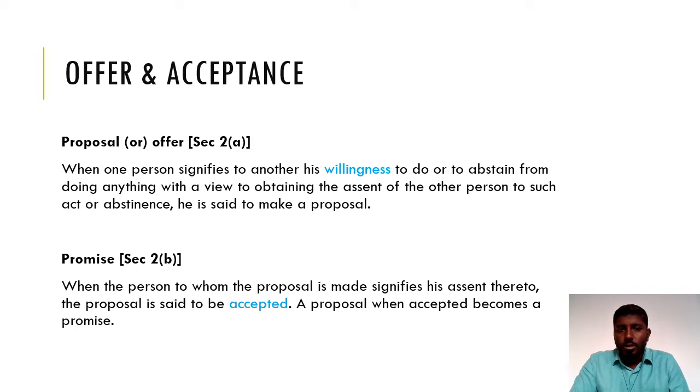The definition of offer according to section 2 subsection A of the Indian Contract Act 1872 is when one person signifies to another his willingness to do or to abstain from doing anything with a view to obtain the assent of the other person to such act or abstinence, he is said to make a proposal. So when one person signifies his willingness to another to do something or to abstain from doing something, that is called a proposal. When a proposal combines with acceptance, it becomes a promise. According to section 2 subsection B, when the person to whom the proposal is made signifies his assent thereto, the proposal is said to be accepted. So a proposal, when accepted, becomes a promise.